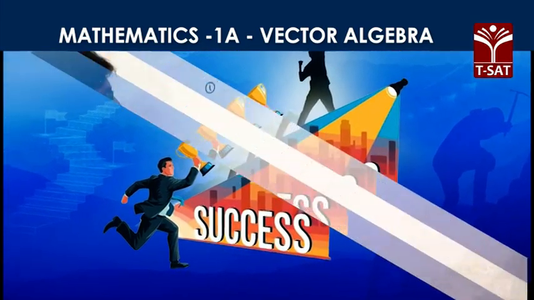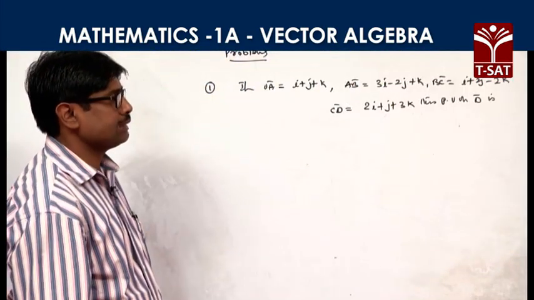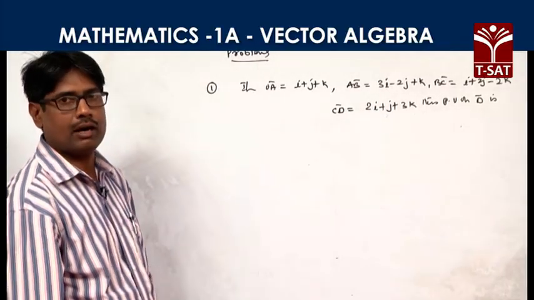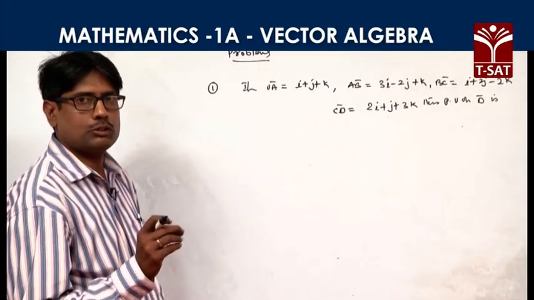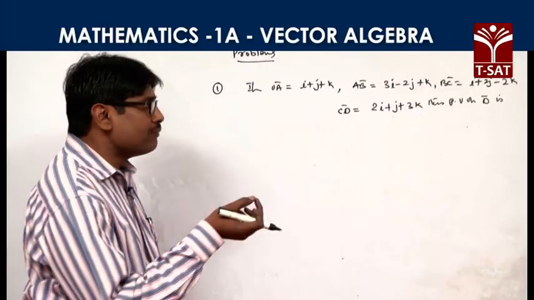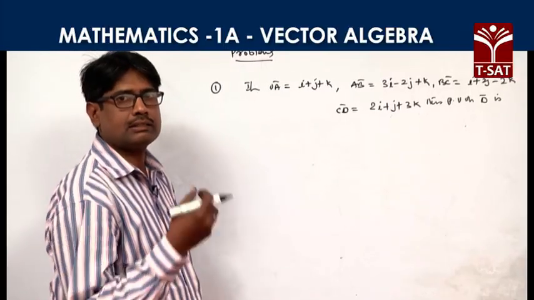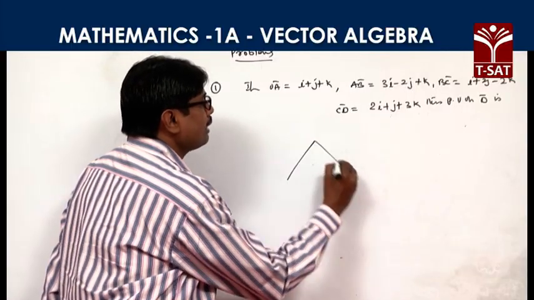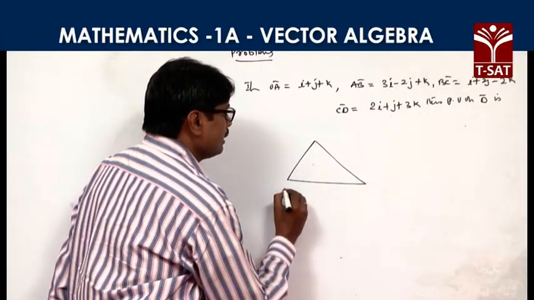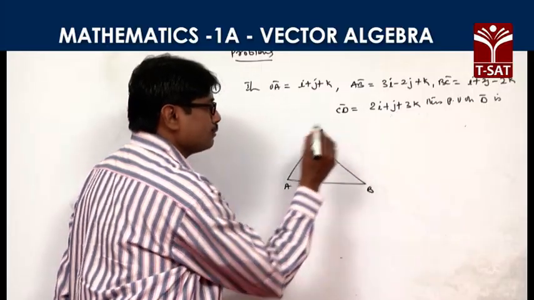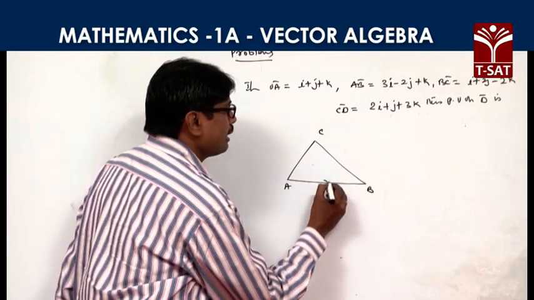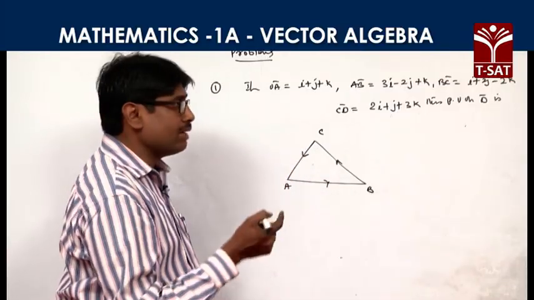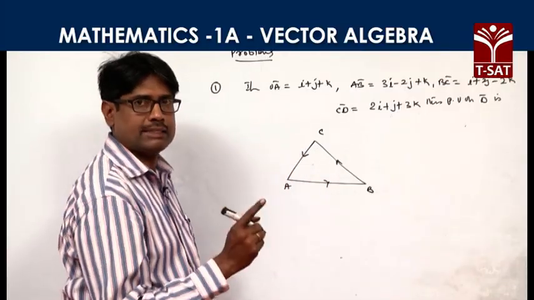OA bar is equal to AB bar is equal to BC bar is equal to CD bar, then tell me the position vector of D bar. A small concept to be discussed: in every closed polygon the vector sum is 0. For example, construct a triangle ABC with the vectors A, B, C. A to B is the direction, B to C and C to A. This is a closed polygon. In every closed polygon, the vector sum is 0.